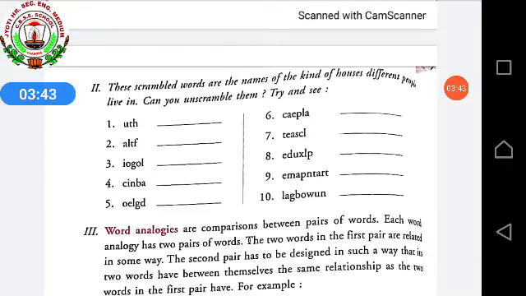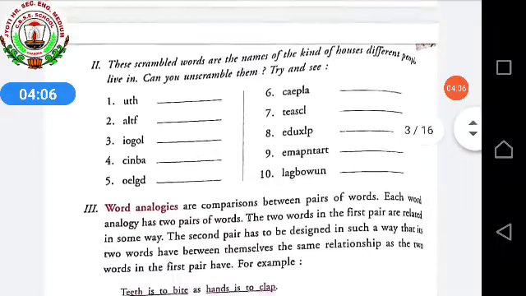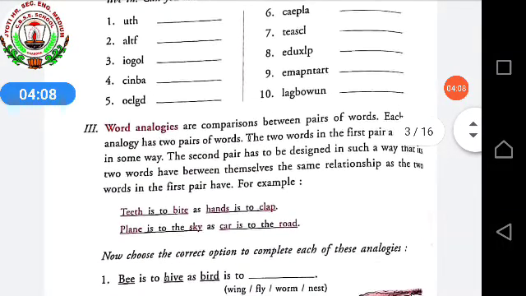Second, A-L-T-F. So it can be F-L-A-T, flat. Third, I-O-G-O-L. So it can be I-G-L-O-O, igloo. C-I-N-B-A, fourth one. So it can be C-A-B-I-N, cabin. Okay? Next you see word analogies.